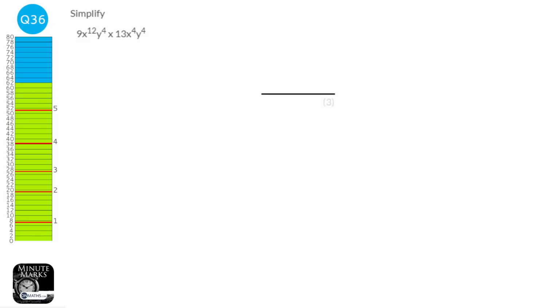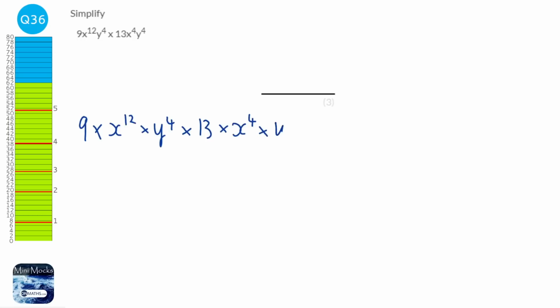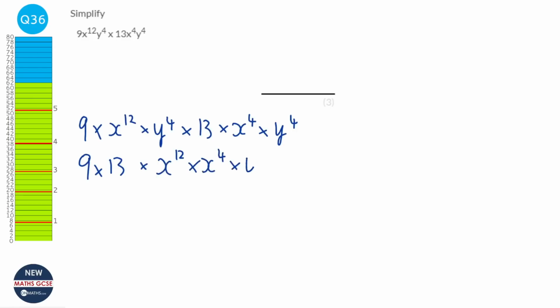There's a lot going on with this question, so what I'm going to do is put in all of the times signs that we don't normally show. So we've got 10 times 12x times y to the power of 4 times 13 times x to the power of 4 times y to the power of 4. And I'm going to reorder these to put the numbers together, first of all. And with multiplying, it doesn't matter which way around you do it, so I'm not changing anything. I'm going to put the x's together. And I'm going to put the y's together.